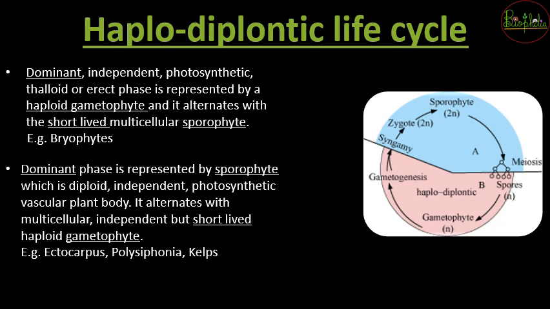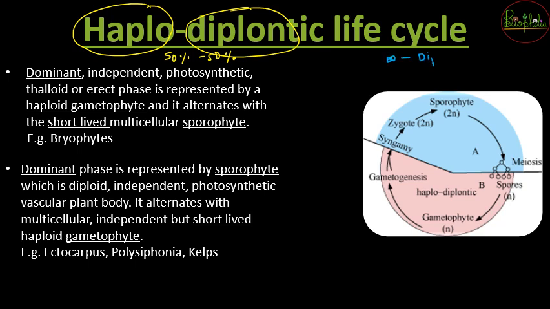But here the name has both, that is even the haplo as well as the diplo. That means both are going to occur in 50-50 condition. 50-50 condition है, that means the blue colored part which is represented by your diploid phase, and diploid phase कौन दिखाता है, that is by the sporophyte.